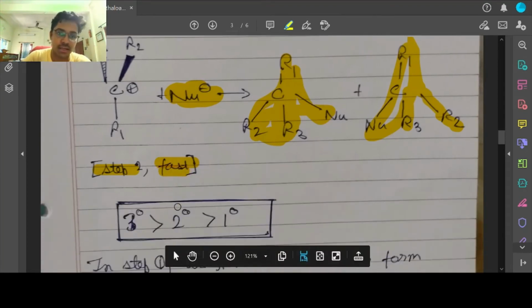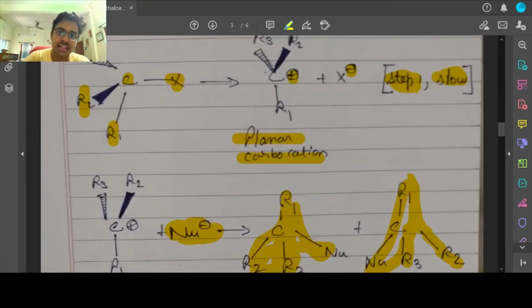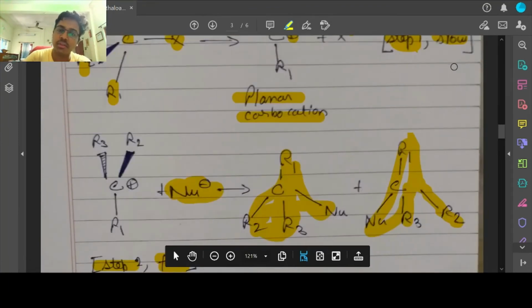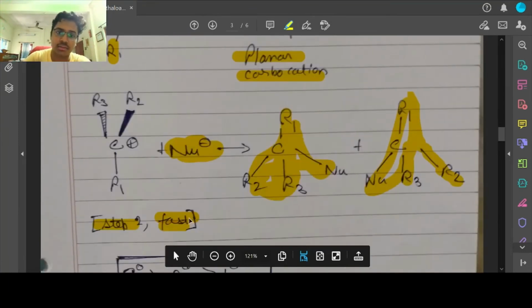Okay, step 2 is fast. So remember, if you are asked to define SN1 or SN2, you need to define it by this entire thing. You need to draw this, and mention the steps: step 1, step 2, the rate of the reaction, which is slow, and what is slow and what is fast.